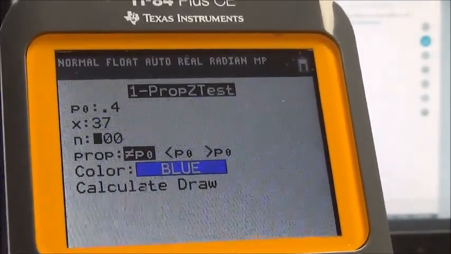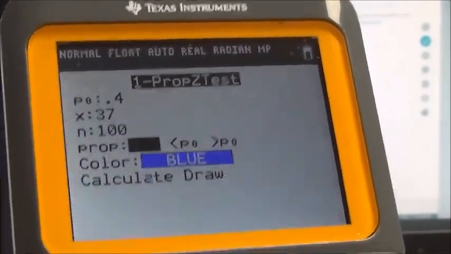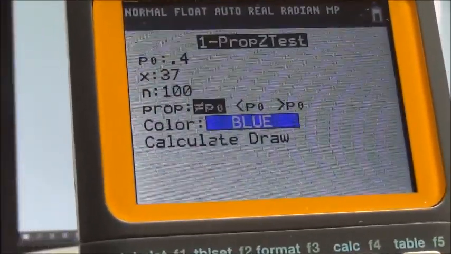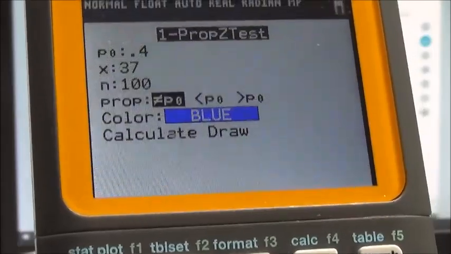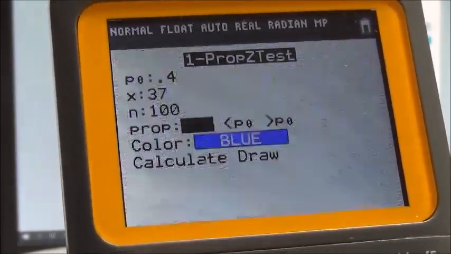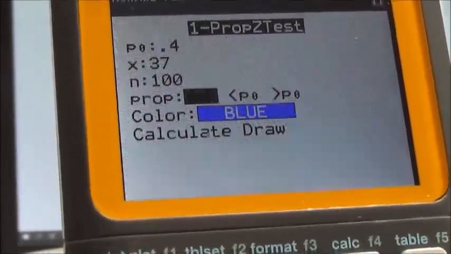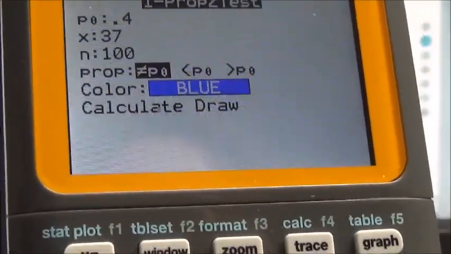N is going to be 100, and then we are testing that it is not equal to the value because we wanted to test if 40% of all the telephone customers have call waiting.